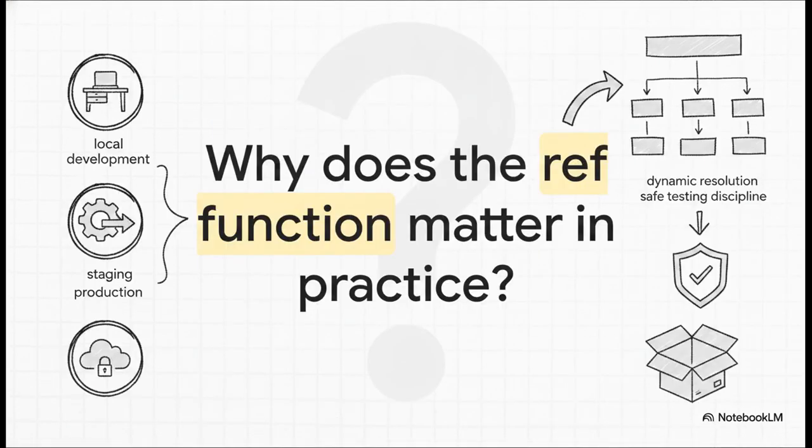But beyond just fixing the execution order, why does this actually matter for your day-to-day work? Well, the ref function gives you true environment parity. That means your code behaves the exact same way on your laptop as it does in the live system. Because dbt resolves those references dynamically, the exact same model code runs flawlessly whether you're in your local development environment, staging, or production. It dynamically points to the right schemas, giving you that safe, reliable testing discipline software engineers rely on, basically right out of the box.